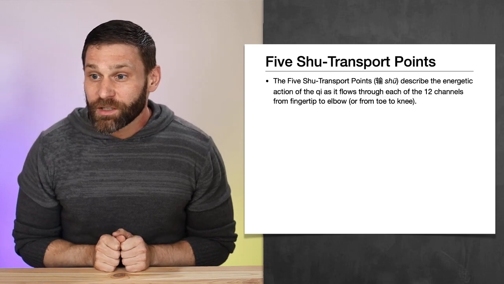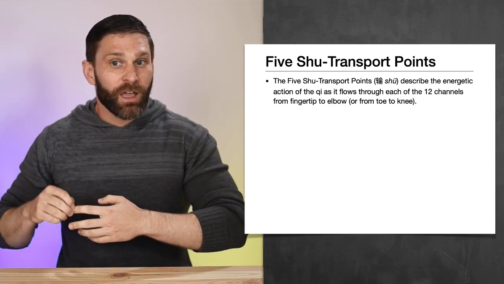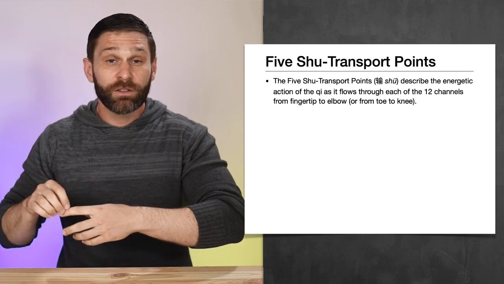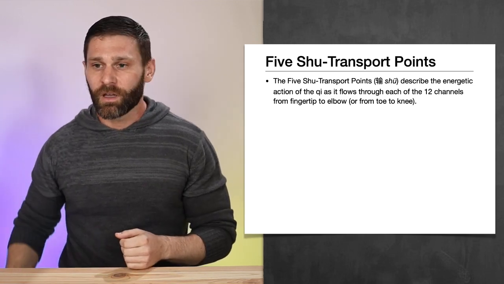So we can say the 5 Shu-Transport points describe the energy action of the qi as it flows through each of the 12 channels, from fingertip to elbow, or from the tips of the toes to the knee.